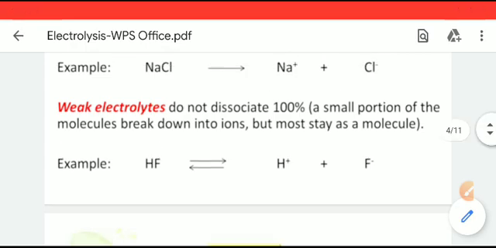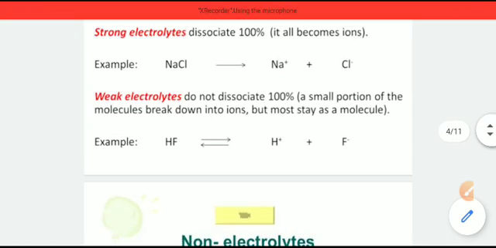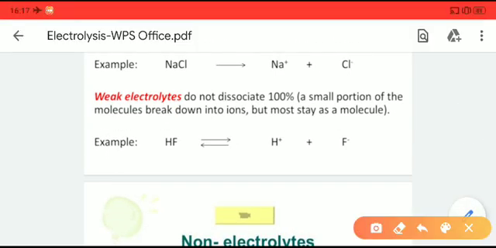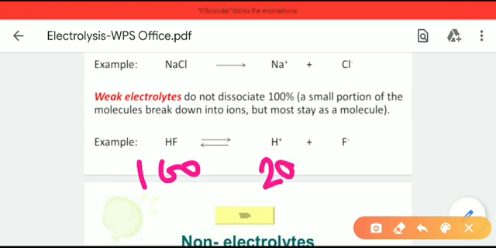Suppose 100 molecules of HF were there, but it dissociates only 20%, so it will give 20 H+ and 20 F- ions. So those electrolytes that cannot dissociate fully, or into a 100% proportion, are called weak electrolytes. For example, HF.